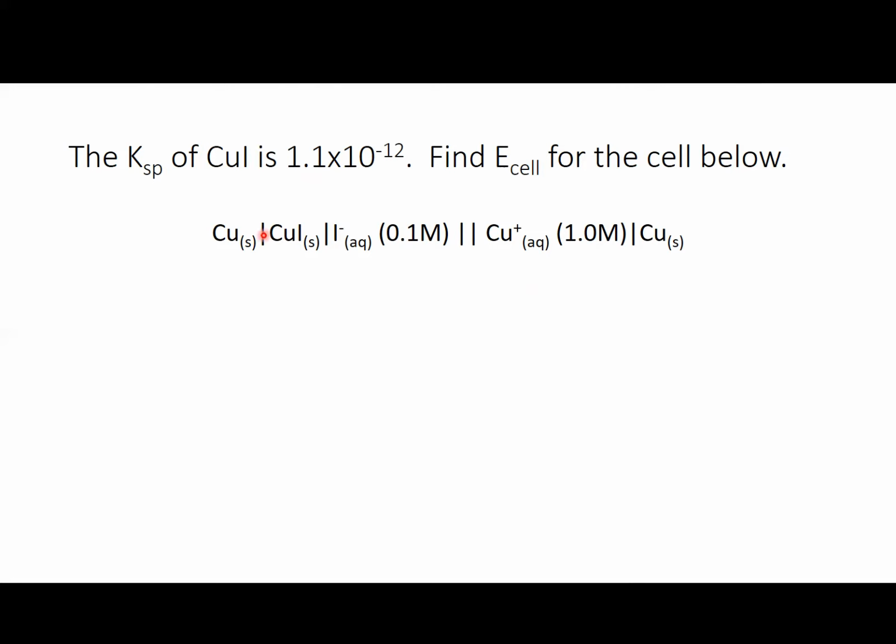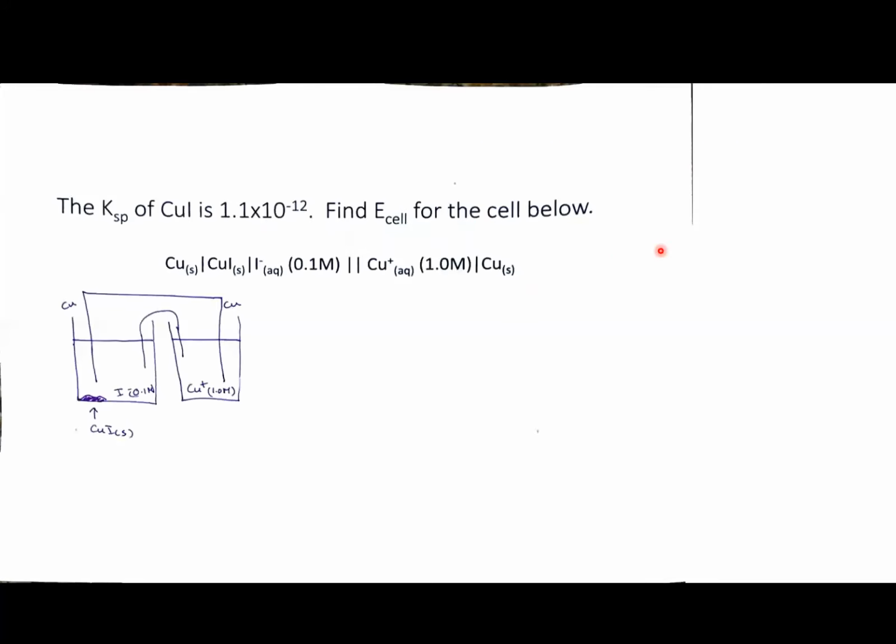So this is what the electrode is, and I've got this solid there on the inside, and this is the solution it's sitting in, iodide solution. On the other side, I've got a copper 1 solution, and there's a copper electrode sitting in there. So that's kind of what it looks like. I've got one cell here. It's got an iodide solution that has a concentration of 0.1 molar. On the other side, I've got a copper 1 solution that has a concentration of 1 molar.